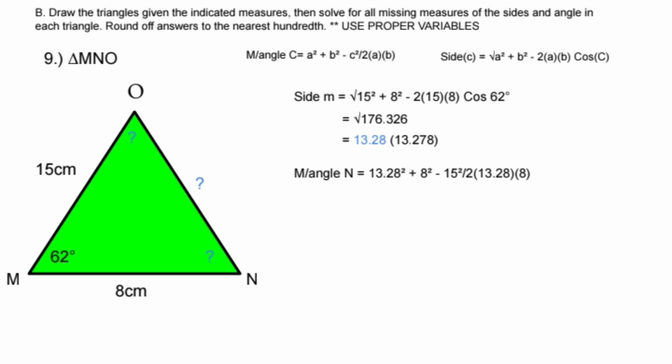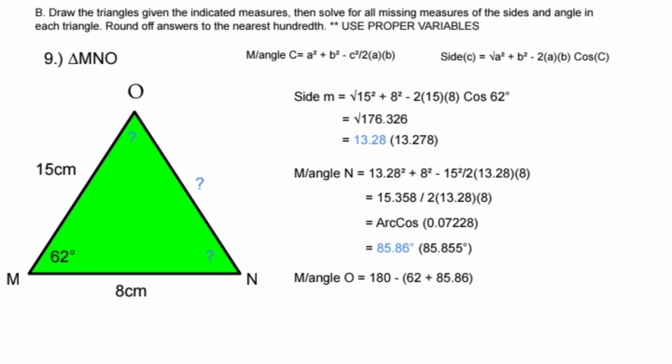We will now solve for the angles. Using the equation, we get 13.28 squared plus 8 squared minus 15 squared, which gives 15.358, and then we divide it over 2 times 13.28 times 8. We get 0.0722. We take the inverse cosine of that number and we get 85.855 degrees. Rounded off to hundredths, we get 85.86 degrees for angle N.